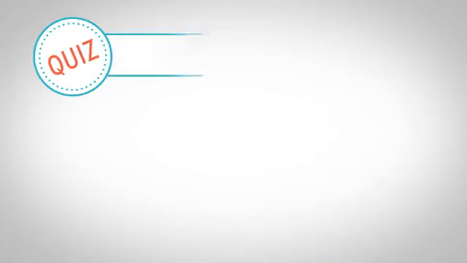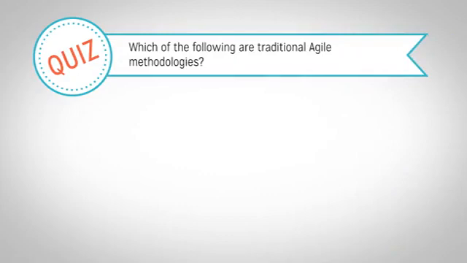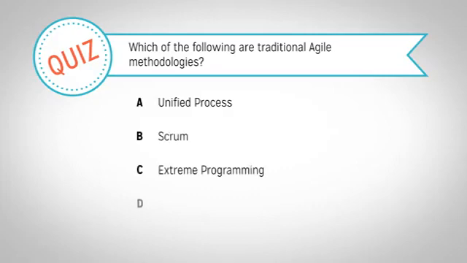You have chosen to start building a product from scratch and are looking at all the options when it comes to how you will manage the project. You're thinking about using Agile practices. Which of the following are traditional Agile methodologies? A. Unified process. B. Scrum. C. Extreme programming. Or D. Dynamic systems development.